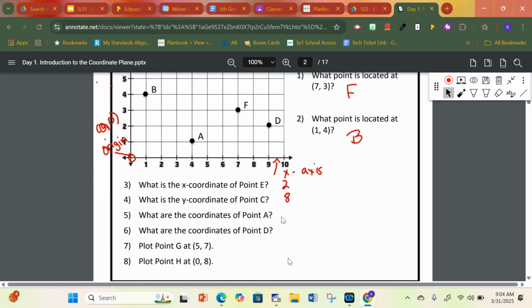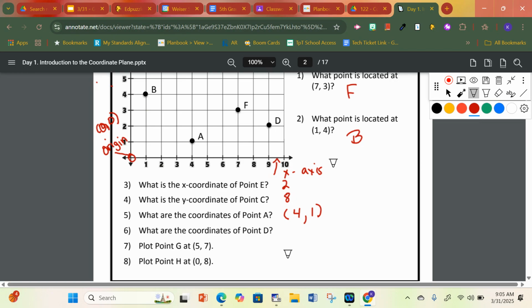What are the coordinates of point A? So that's where I do my parentheses. 4, 1. Okay, how far did I travel? 4. And then I put a what? A comma. It's important you put a comma. If when you take the test you do not put a comma, is it going to be correct? No. Comma, and then how far am I traveling up the y? 1, parenthesis. Okay, that's how it should be written.